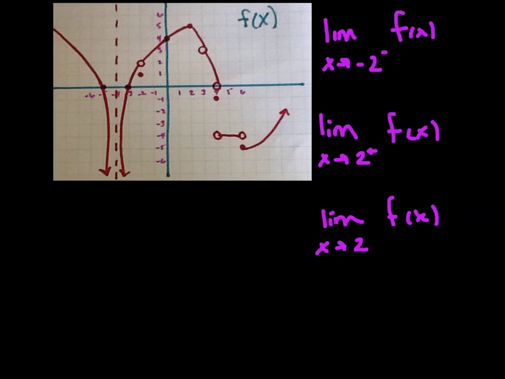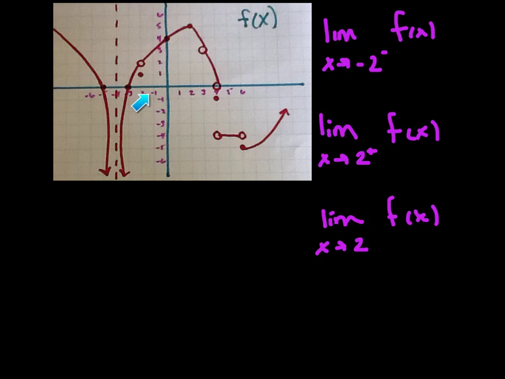Alright, so again, using that same picture, why don't you pause it and grab the answer to these three questions. What is the limit as x approaches negative 2 from the left side of f of x? What is the limit as x approaches 2 from the right side? And then what is the limit as x approaches 2 of f of x? So again, pause it, see if you get the same answers.